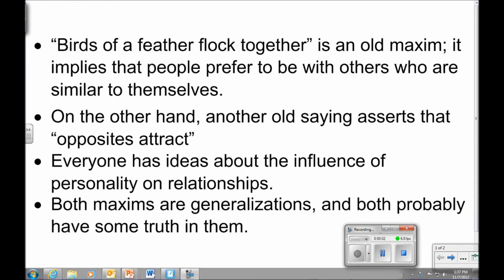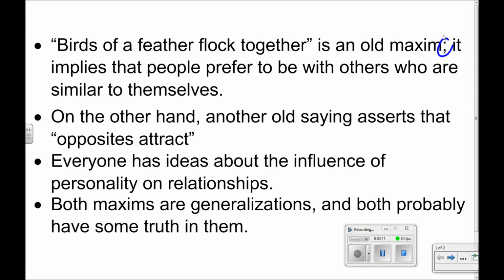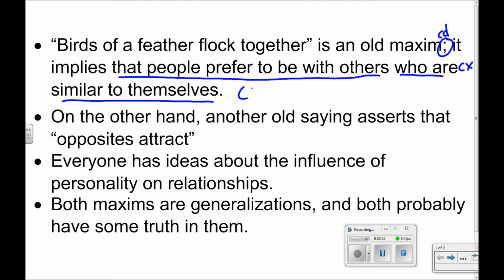All right, when I take a look at sentence structure, I want to first look for any fanboys or any semicolons in a sentence. So in sentence 1, I see a semicolon. Any fanboys or semicolon means that the sentence is at least compound, but then I still have to look for subordinate clauses. I actually see a few here. I see who are similar to themselves and that people prefer to be with others. Even if I just had 1, that's all it takes to make the sentence complex. So since I have both, this sentence is compound complex.